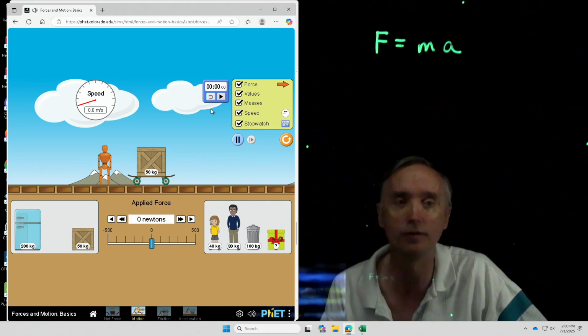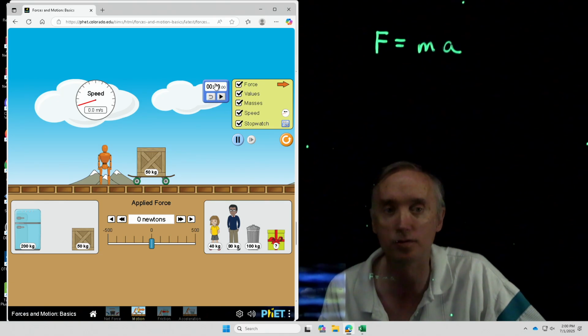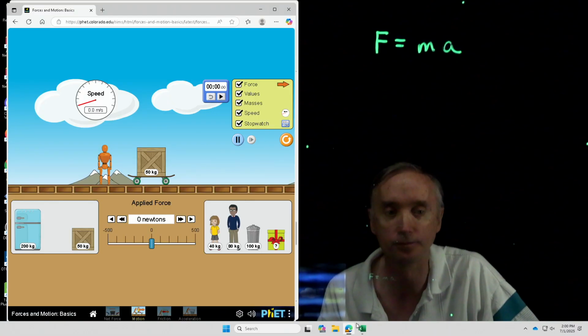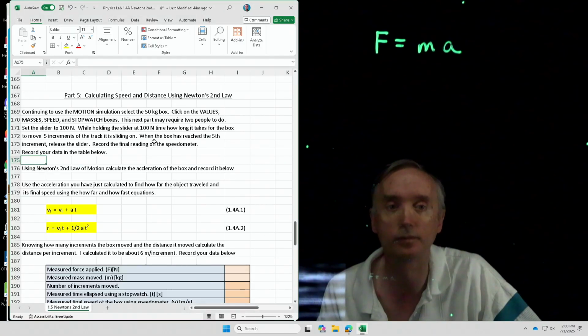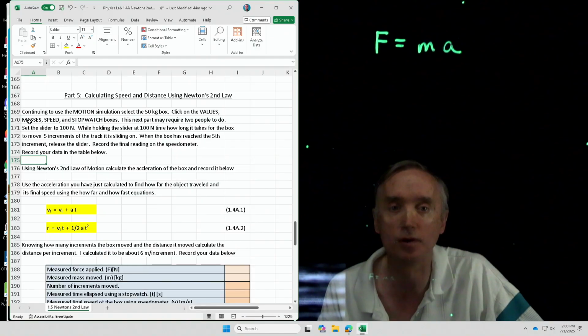Now, you don't have to use this stopwatch, so if you want to use your cell phone as a stopwatch, you can do that, but one of them is provided here. And so continuing with the motion simulation, use the 50 kilogram box, click on the values, the masses, the speed, and the stopwatch.